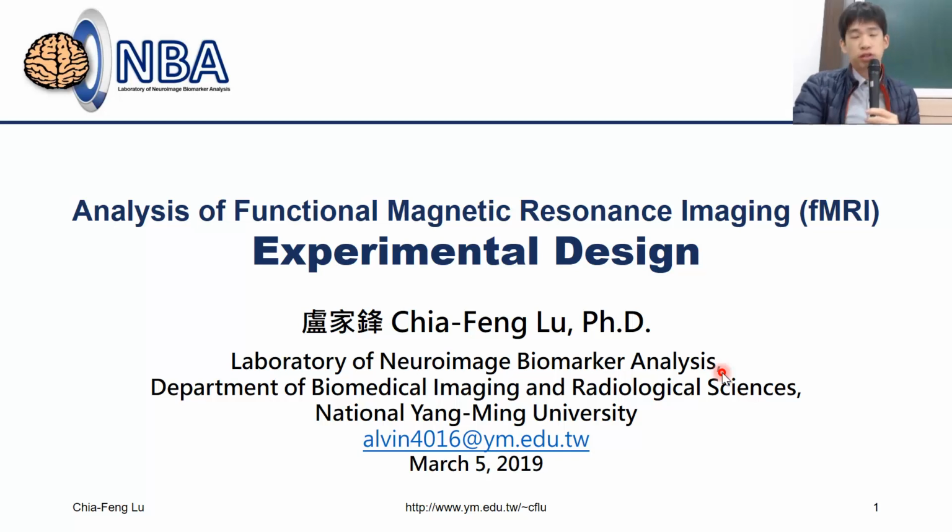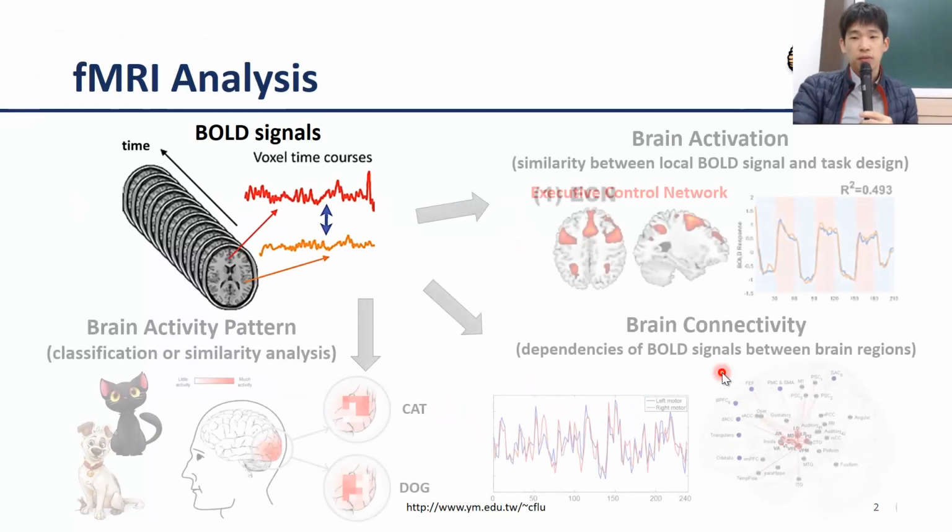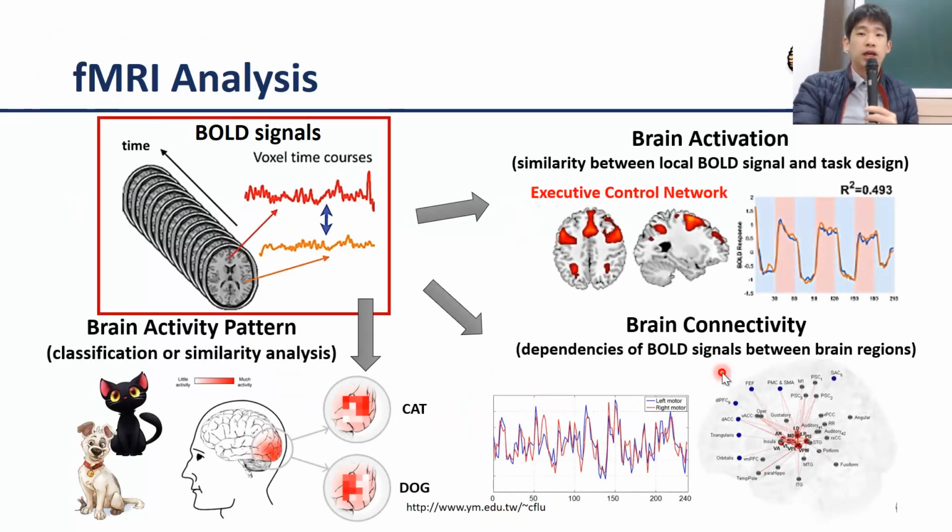So in this week, we are going to talk about the experimental design of fMRI. As you may recall, in this semester we will go through all different kinds of fMRI analysis. And last week, we already talked about how we can acquire the BOLD signal using MRI, or specifically using fMRI.